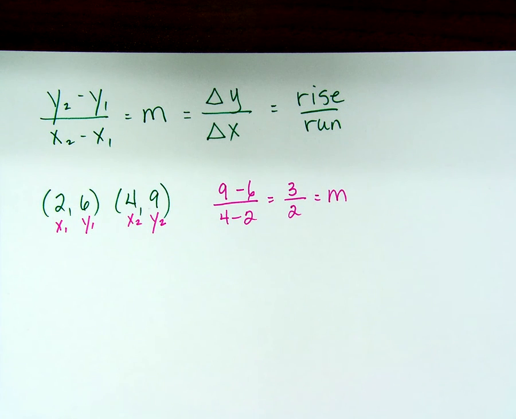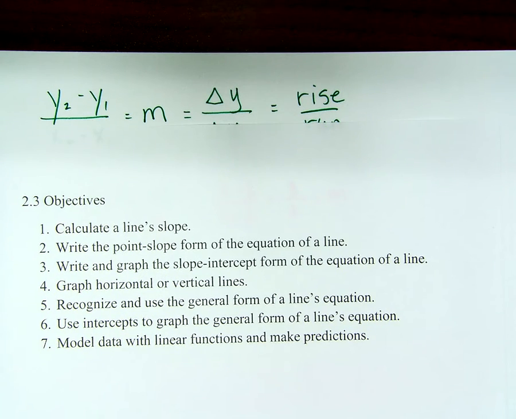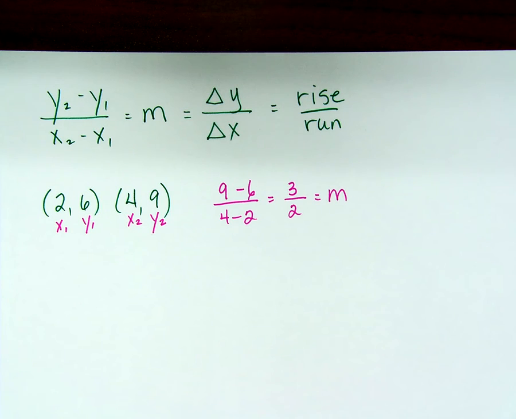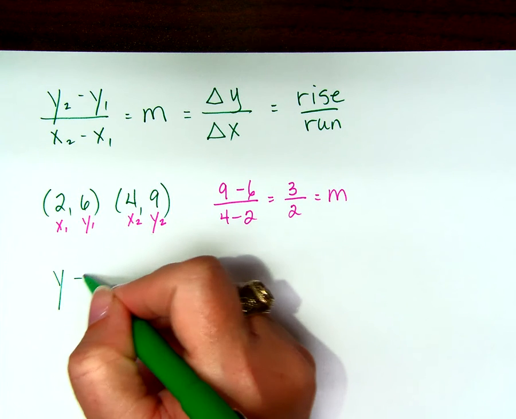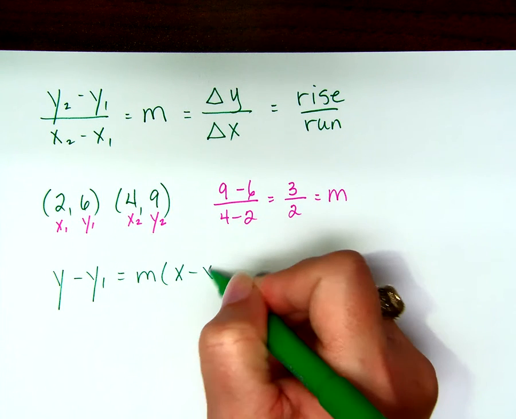Okay? Now, number 2, we're going to go on with this. Number 2 says write the point slope form of the equation of a line. That's our second objective. Do you remember point slope form? Point slope form is y minus y1 equals m times x minus x sub 1.